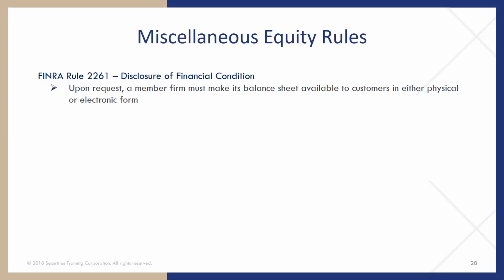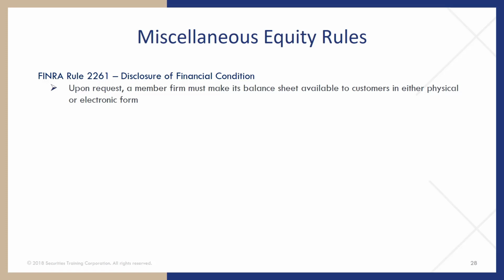First one is FINRA Rule 2261, disclosure of financial condition. It says, upon request, a member firm must make its balance sheet available to customers in physical or electronic form. What that means is any brokerage firm, i.e. member firm, is required to provide customers of that firm with a balance sheet. Generally, physical form means you send it to them. Electronic form means you post it to your website. So that's pretty basic. The idea is that if you're a brokerage firm, clients of your firm have a right to know what your financial makeup or balance sheet is.